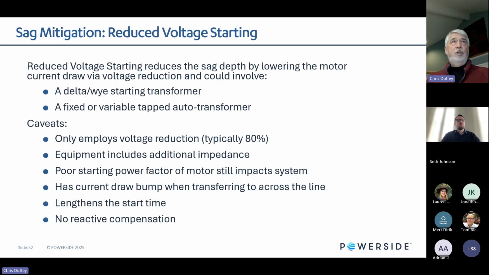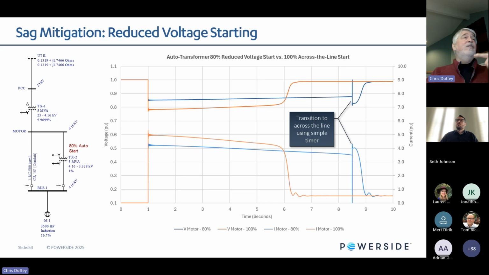Now, how about reduced voltage starting? It reduces the sag depth by lowering motor current draw via voltage reduction. Delta Y, fixed transformer tap, caveats. Again, only employs voltage reduction. Equipment includes additional impedance, the transformer itself, poor starting power factor of the motor, it'll still impact the system, has a current draw bump when it transfers to across the line, lengthens the start time, no reactive compensation.